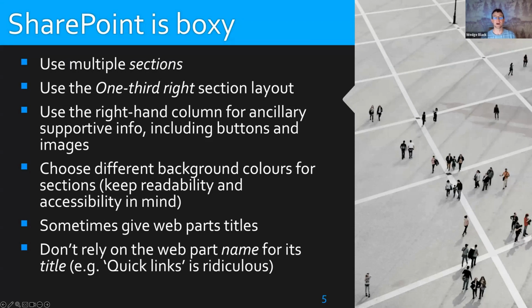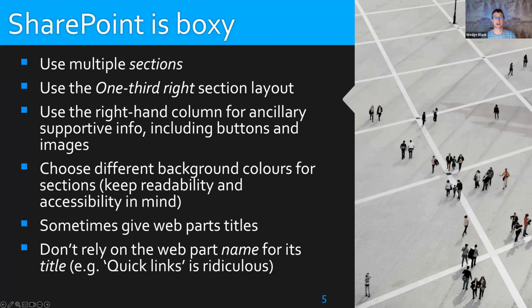And we use the right-hand column for ancillary supportive information, which includes buttons and images, so that all images have their place on a page, so that it's not random. I didn't need to use the word ancillary there, but I wanted to. And with these sections, you get to choose different background colors for each of the sections, and you need to keep readability and accessibility in mind, but using different background colors depending on your theme, depending on your SharePoint palette, helps the eye keep track of where you are down the page.